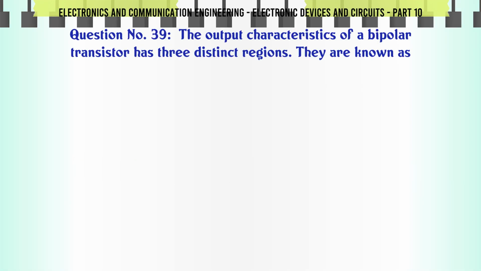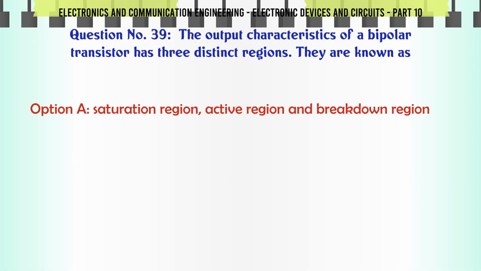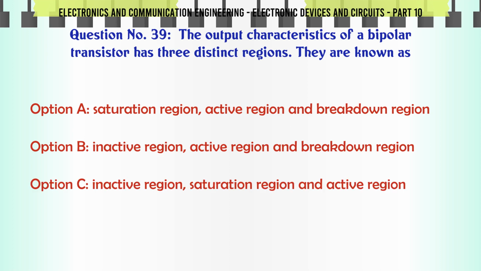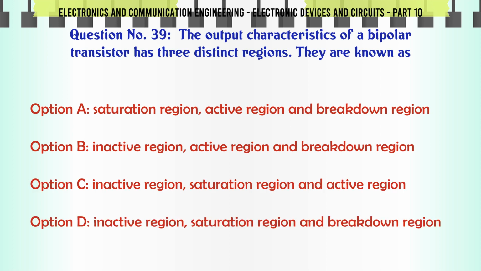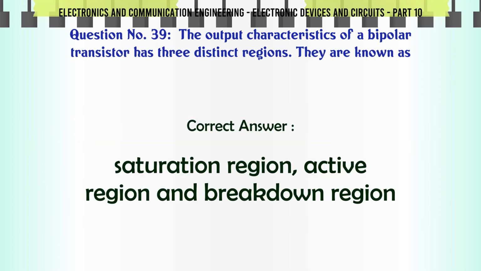The output characteristics of a bipolar transistor have three distinct regions. They are known as A. saturation region, active region, and breakdown region. B. Inactive region, active region, and breakdown region. C. Inactive region, saturation region, and active region. D. Inactive region, saturation region, and breakdown region. The correct answer is saturation region, active region, and breakdown region.